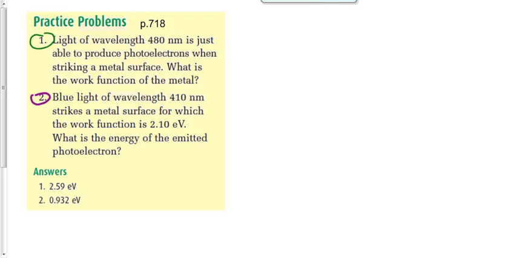Number 1 says light of wavelength 480 nanometers is just able to produce photoelectrons when striking a metal. What's the work function of the metal? All right, so we have a wavelength here, and that's the wavelength of the incident light, the incident photon. A lot of times we just call that lambda. In this case, we're going to call it lambda max, the threshold wavelength.